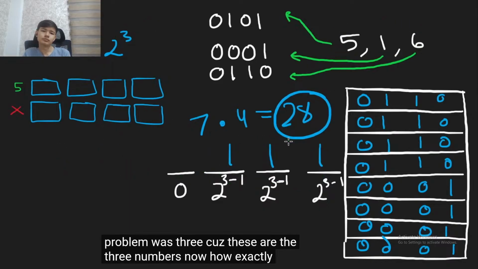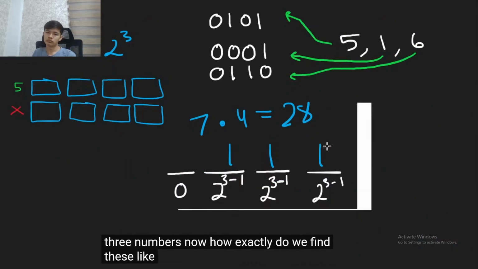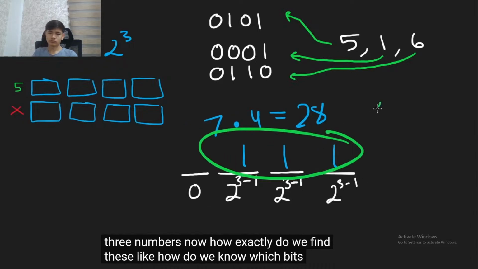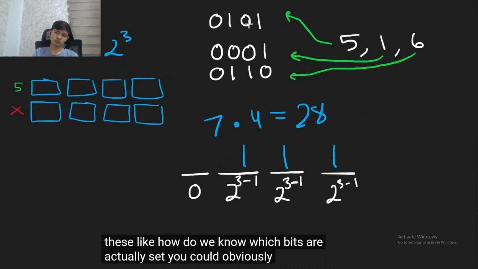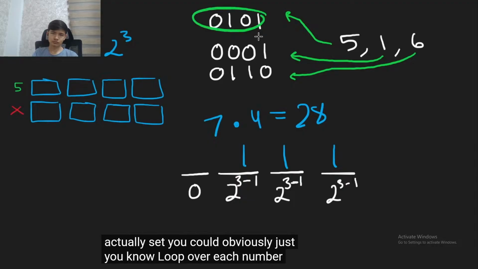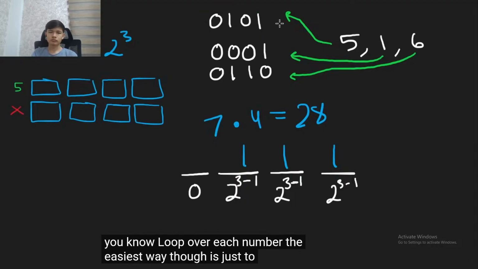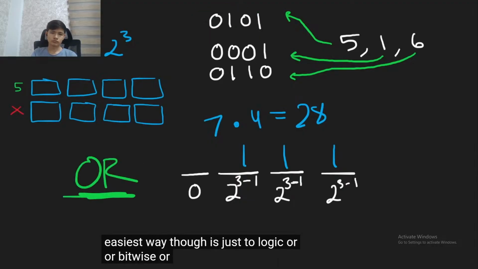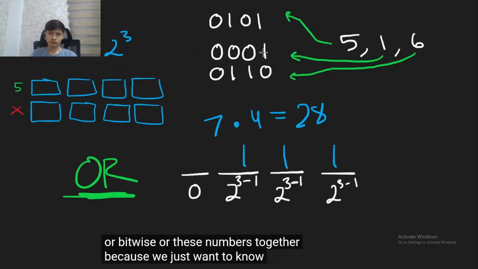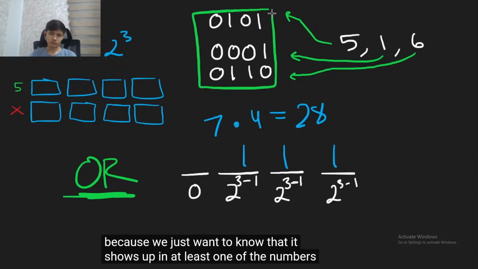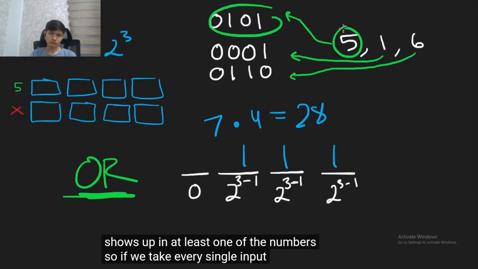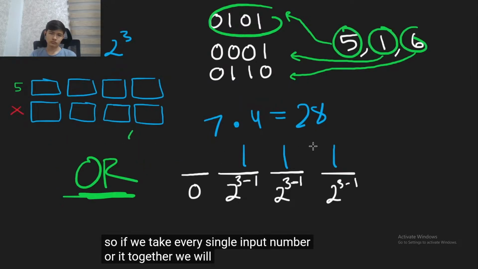Now, how exactly do we find these? Like, how do we know which bits are actually set? You could obviously just loop over each number. The easiest way, though, is just to logic or bitwise OR these numbers together, because we just want to know that it shows up in at least one of the numbers. So if we take every single input number, OR it together, we will get this.